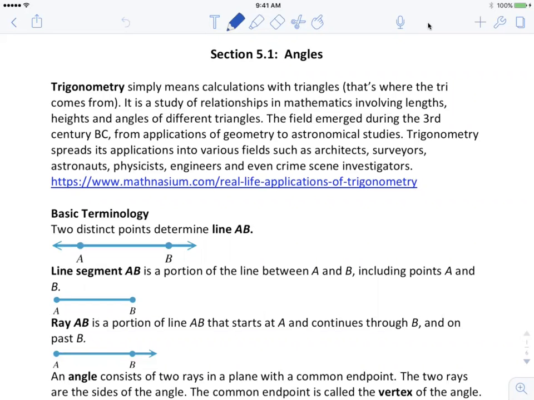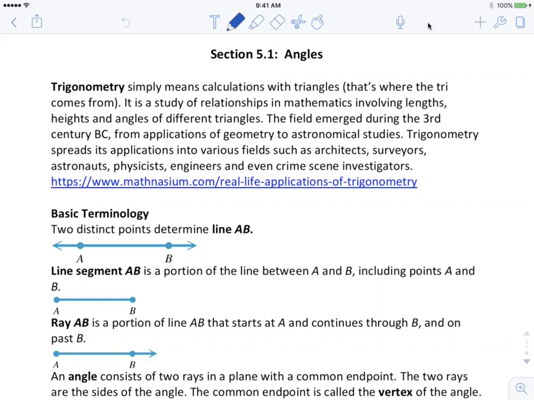We're going to jump right into section 5.1, which is the beginning of trigonometry for this textbook. The first part of the textbook is on college algebra, so we're starting here. I put a little paragraph about what trigonometry means to get us started.